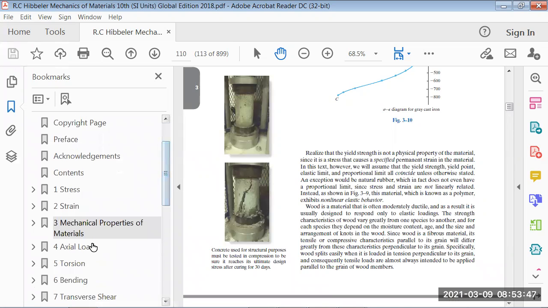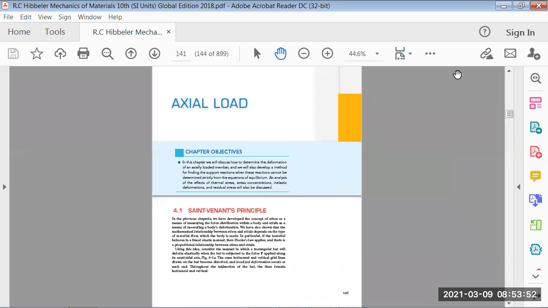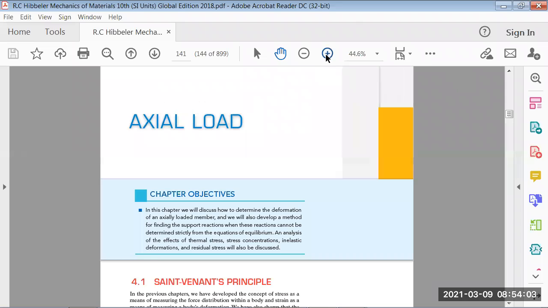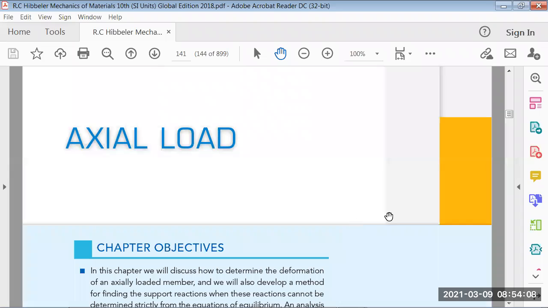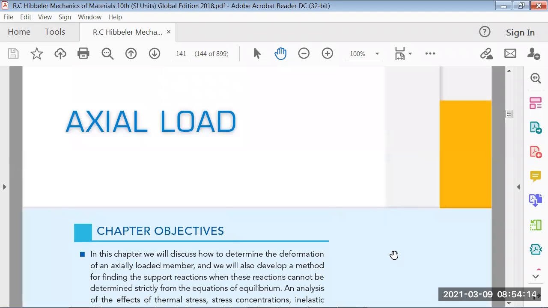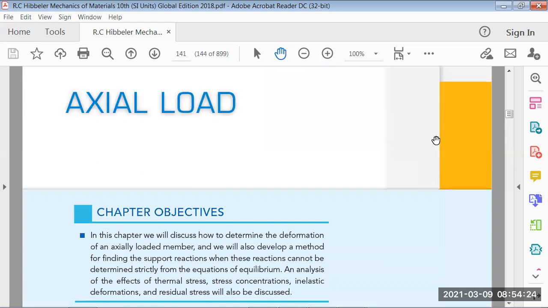Okay, axial load. I will use the textbook to explain this chapter, which has almost the same content as the PowerPoint slides, so it's more convenient for me to make use of the textbook. That's why I'm using the textbook. So today's topic is axial load.